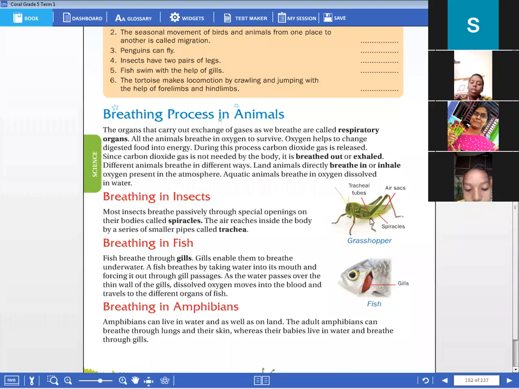See, for example, we human beings, children, have many respiratory organs like the nose, nostrils, lungs. Yes or no? We have these organs actually. But coming to insects, children, they have spiracles and trachea. Pronounce along with me, children. Spiracles and trachea. Spiracles and trachea. Good.